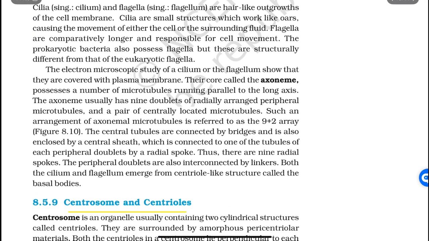Cilia and flagella. The singular of cilia is cilium, and the singular of flagella is flagellum. They are hair-like outgrowths of the cell membrane. Cilia are small structures which work like oars, causing the movement of either the cell or surrounding fluid. Flagella are comparatively longer and responsible for cell movement.